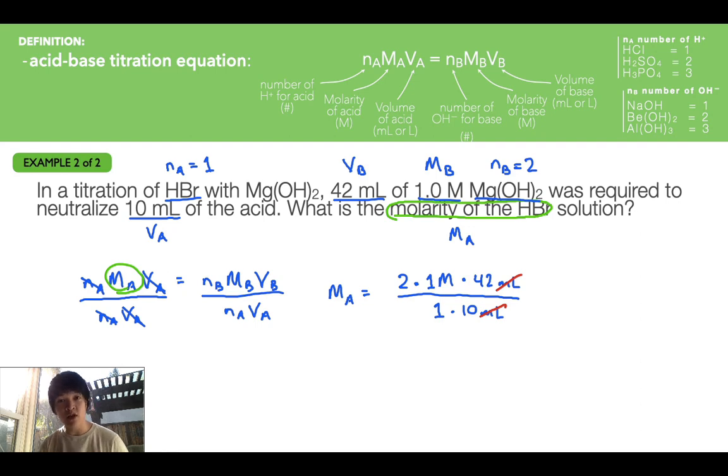Okay, so just type this in the calculator. We have on top 2 times 1 times 42, and on the bottom we have 1 times 10. So divide everything by 10, basically. Type this in the calculator, and what we should get from our calculator is something like 8.4. And this is molarity. If you wanted to, you can say this is the molarity of HBr. You don't really need to, but I'm just going to go ahead and throw that in. Okay, so the concentration of our HBr is 8.4 molars.